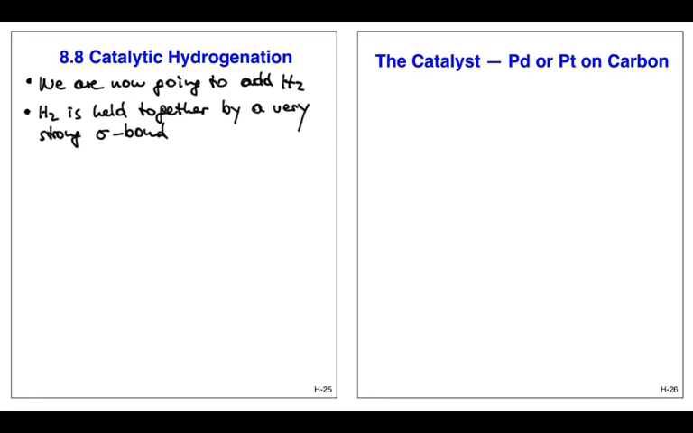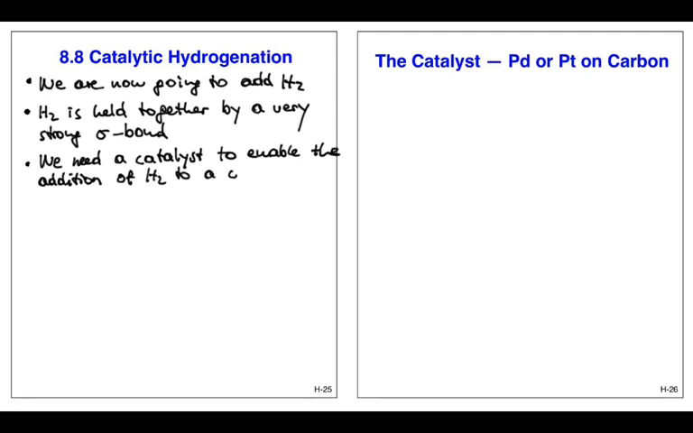Now this bond for H2 is so strong that we need to use a trick. We actually need to cut this bond, and so we need to use a special catalyst, usually palladium or platinum, to enable this type of reaction. Only with a catalyst can you add H2 to a double bond. I'll give you some time to write this.